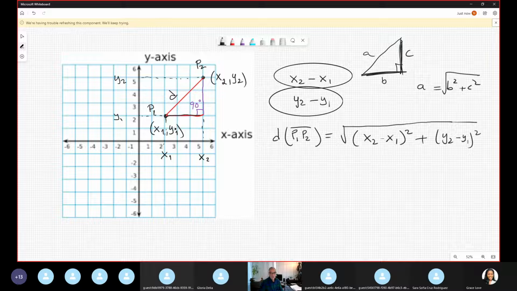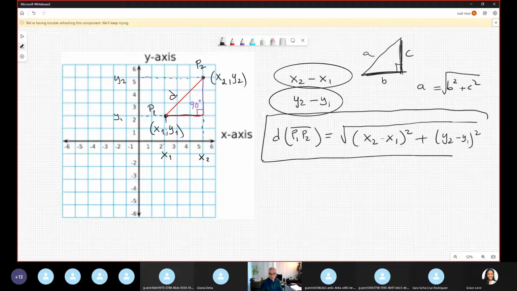Cool? We practice after I bring the problem to do. But this is the formula. The most important thing is the formula. Distance formula is the name of this formula. It's the distance between 2 points.